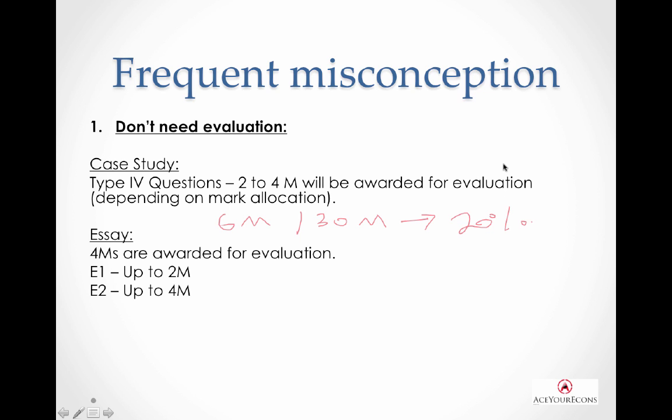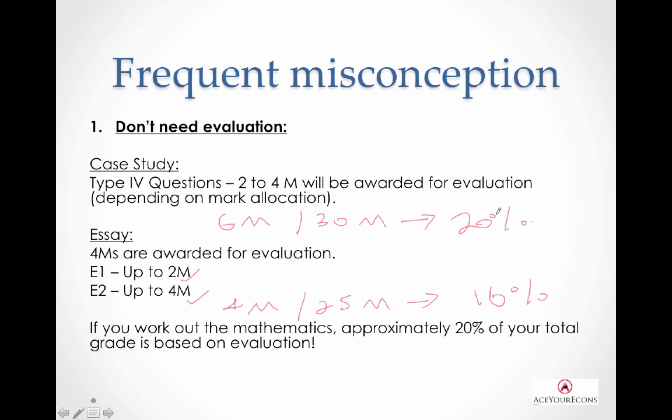And if you look at essay, for each essay there will be 4 marks. E2 is actually up to 4 marks, E1 is 2 marks. So this is cumulative, meaning if you get 2, the maximum they can get is 4 marks. So you realize something: your evaluations for each essay is 4 marks out of 25. If you work out the math, this is actually 16%. This is the approximate amount of marks based on evaluation.